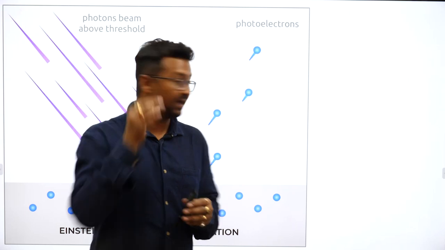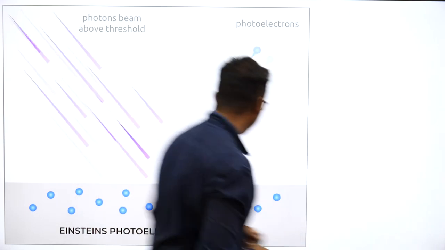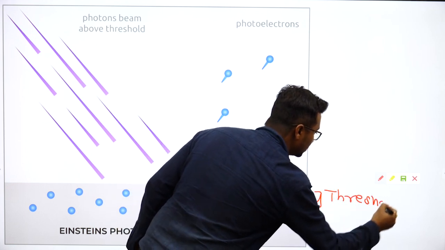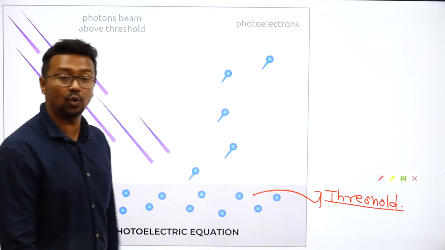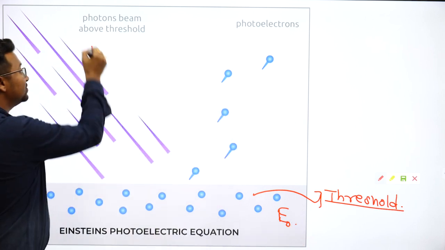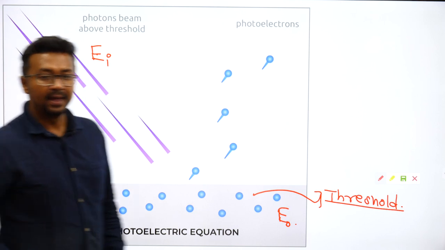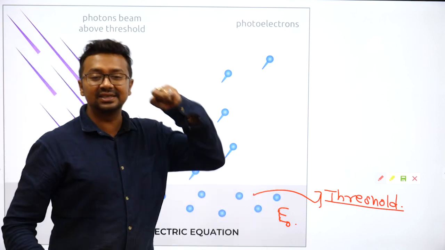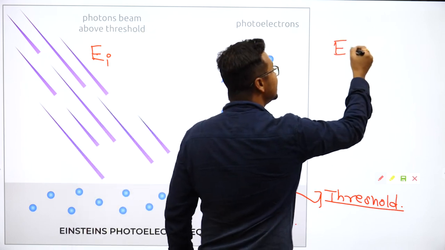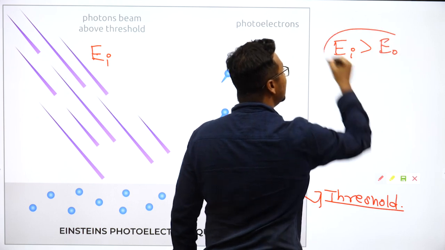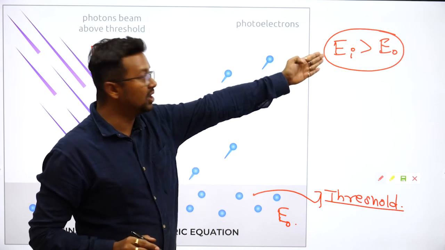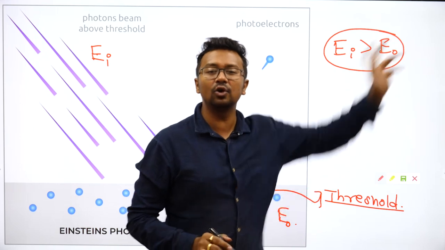Let me explain this to you out here. It has got some threshold. Now, what do I mean by the threshold energy? I will denote it as E naught. And say the energy which is coming here is E incident. Now, this metal surface is going to eject electrons if your E incident is greater than your E threshold. That is very clear. If E incident is equal to E naught, then they might eject, but they might not go away anywhere.